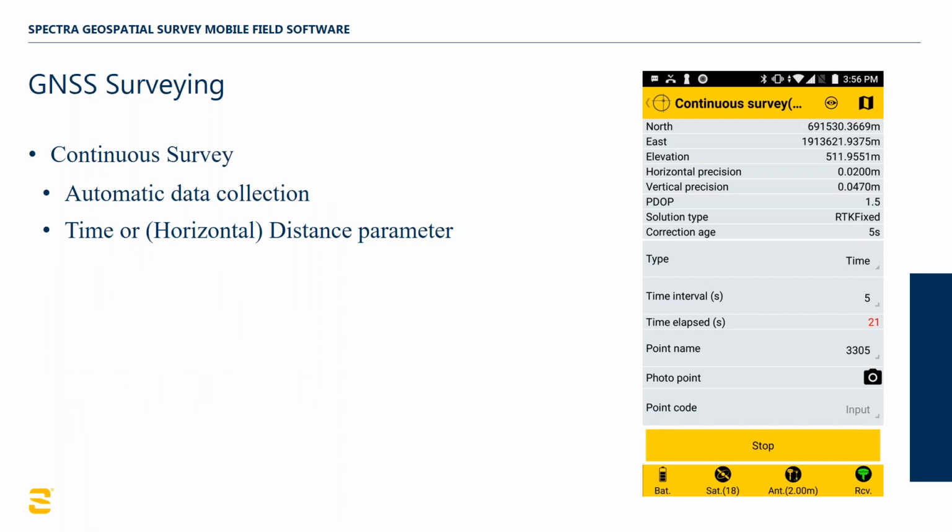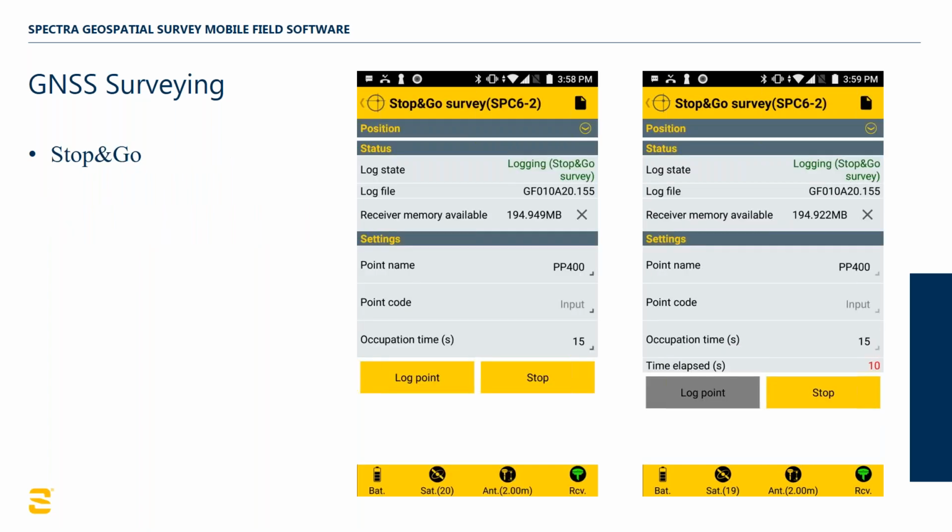Continuous surveying can be by time or distance parameters, and you can define what the starting point name and or codes will be for the points. We support both the stop and go method, which basically turns on logging of raw data, but then puts individual fields for the stops in that data where you're actually collecting data on points of interest.